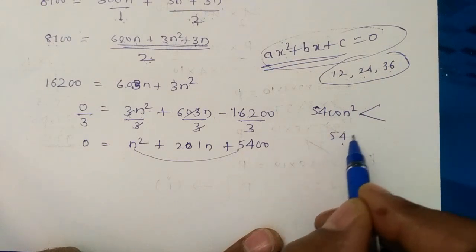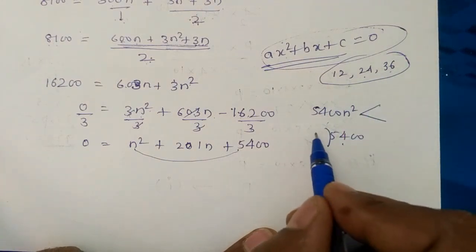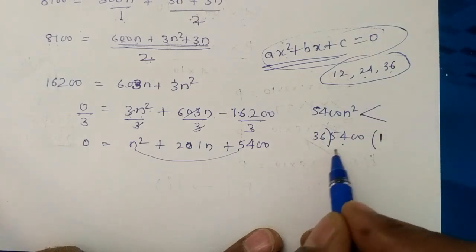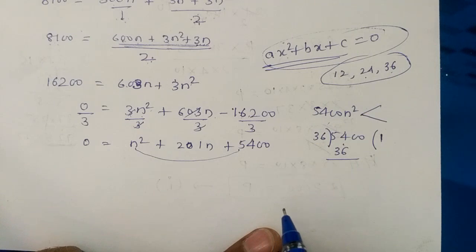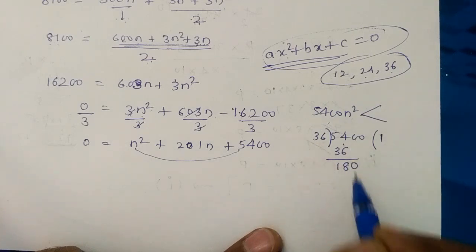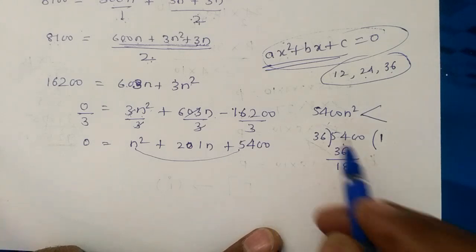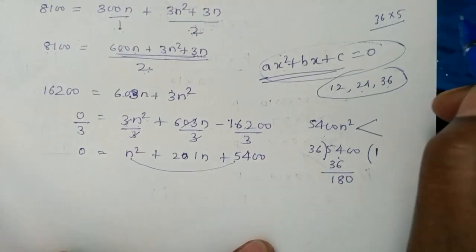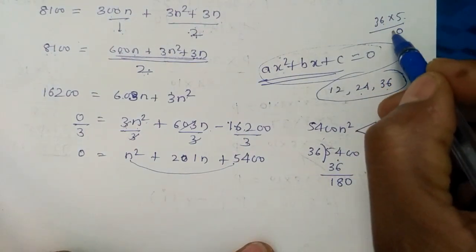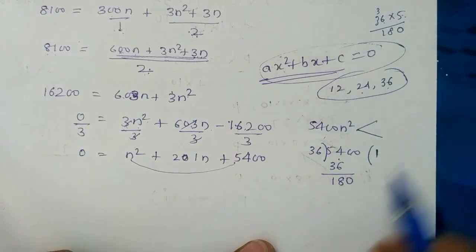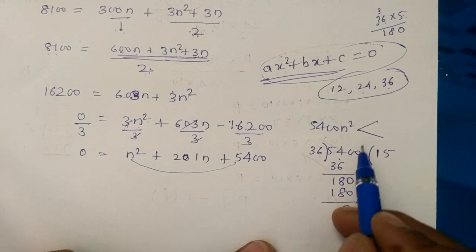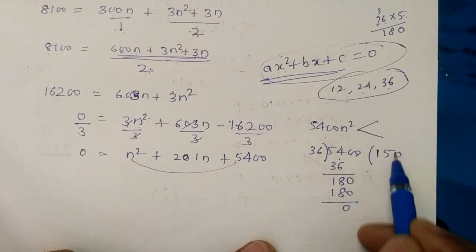This 5400, you divide by 36. Let us try with 36. We'll divide. 36 ones are 36. So we get 18, and next is 10, so we get 180. 36 5s are 180. So it is cancelled. One more 0 is there. What to do? That will shift to the answer.